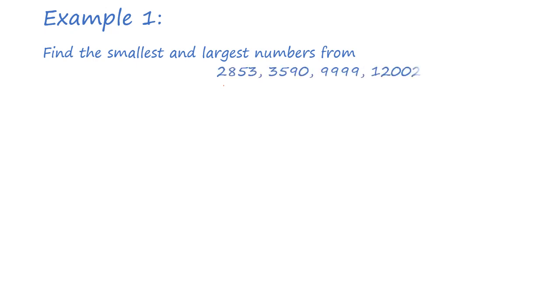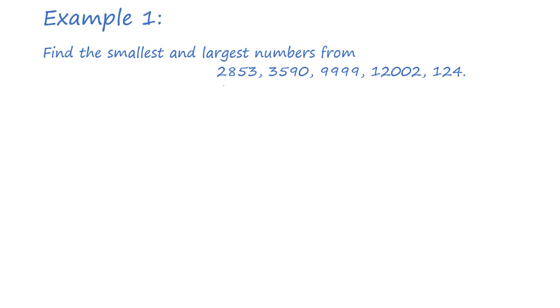So let's start with the first example. The problem is to find the smallest and largest number from the following numbers: 2853, 3590, 9999, 12002, and 124. So how do we go about finding the smallest and the largest number?